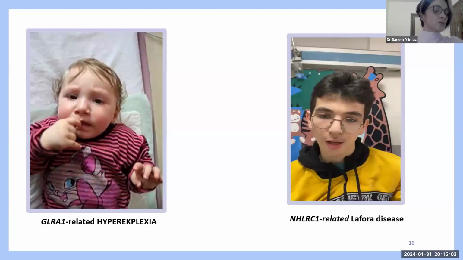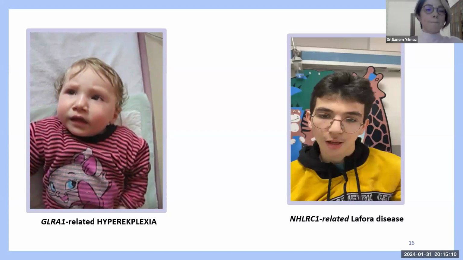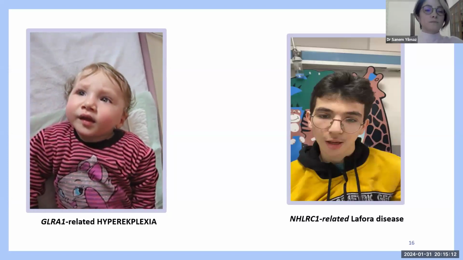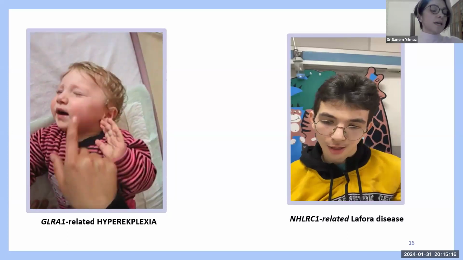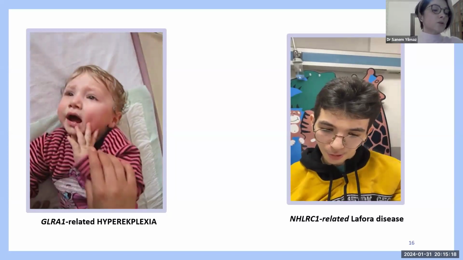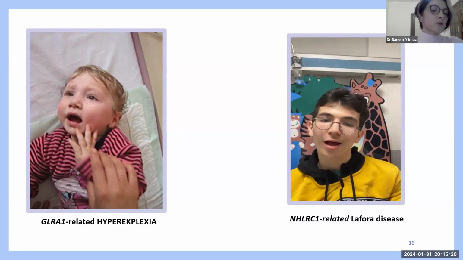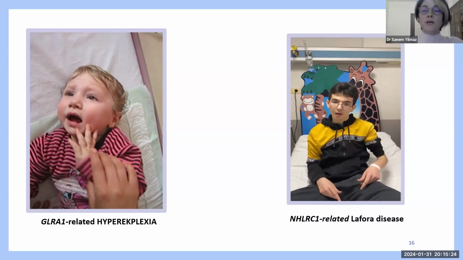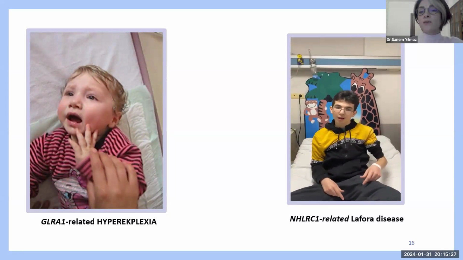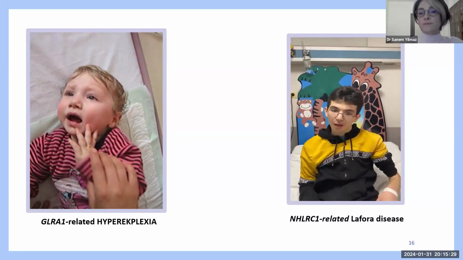And the first video shows the myoclonic movements triggered by stimuli in a case with hyperekplexia. And the next video shows a case of progressive myoclonic epilepsy due to Lafora disease, and we can see several myoclonic jerks, both epileptic and non-epileptic in origin.